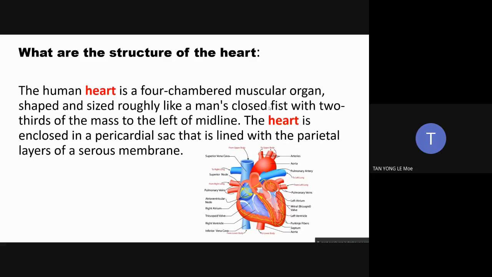What is the structure of the heart? The human heart is a four-chambered muscle organ, shaped and sized roughly like a man's closed fist, with two-thirds of the mass to the left of midline. The heart is enclosed in a pericardium that is lined with the visceral layer of a serous membrane.